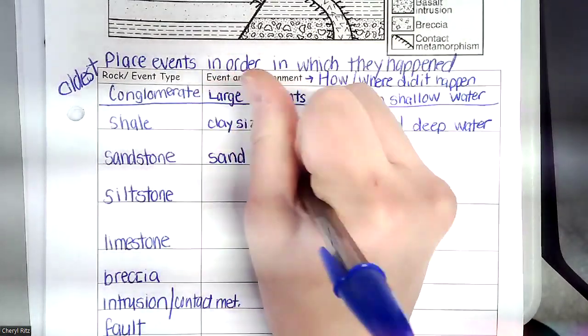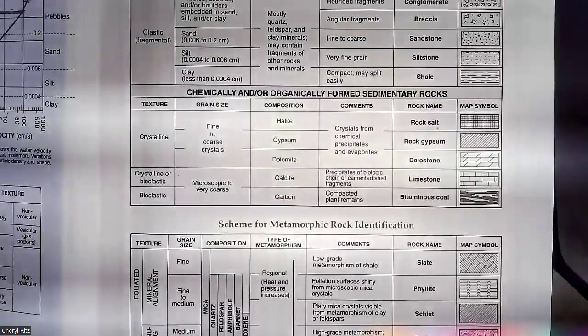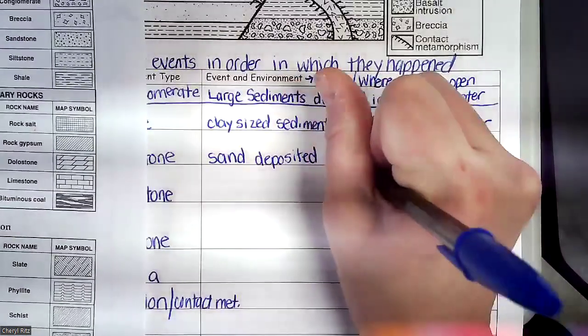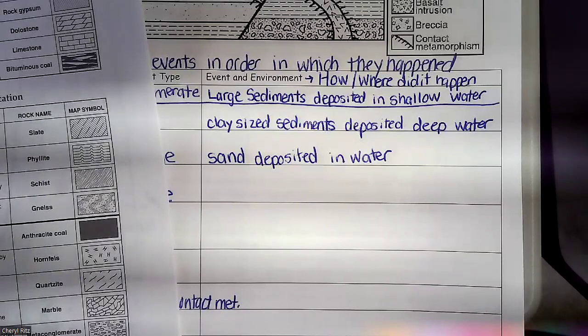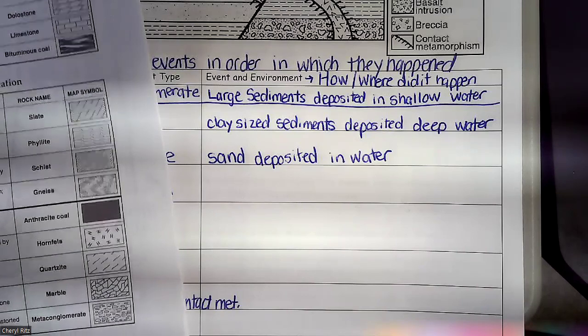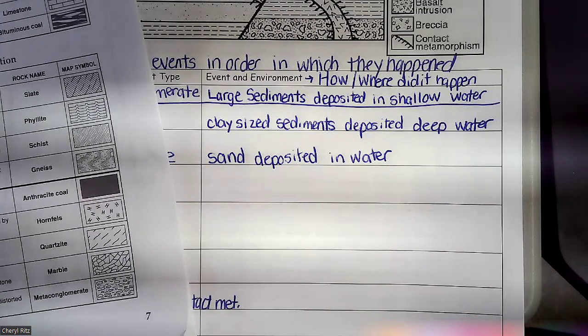Sand gets deposited. Now we got to talk about where sand is going to get deposited. Is sand a small or a big sediment? It's in the middle. So it's going to get deposited where? In the middle. When we don't know exactly where, we just say in water. So sand deposited in water. I will give you the heads up that they really only care that you know that the big ones get deposited in shallow water and the small ones get deposited in deep water. Everything else we're just going to say gets deposited in water.